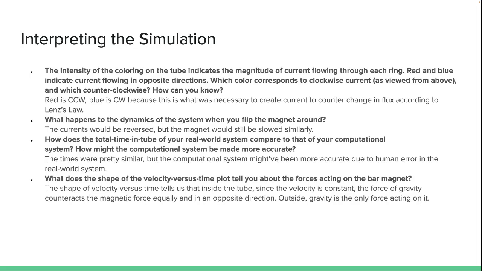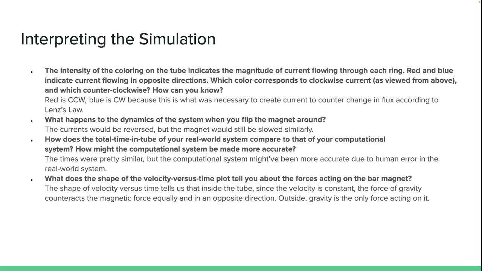As in the result, it was blue, so I used the right-hand rule to find that it was clockwise. When you flip the magnet around, the currents will be reversed, but the magnet would still be slowed similarly.